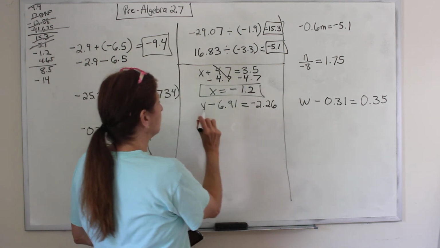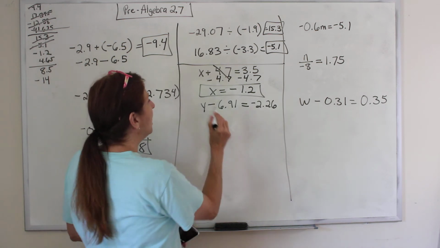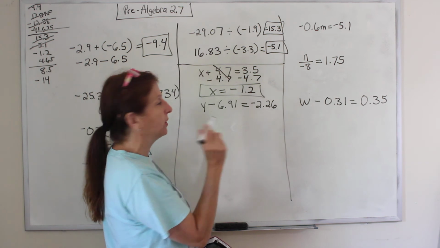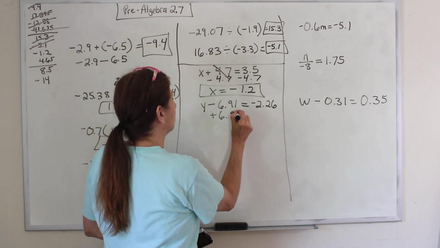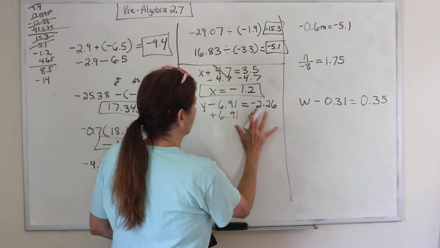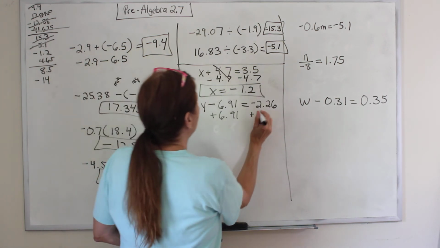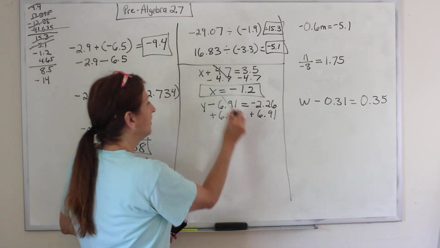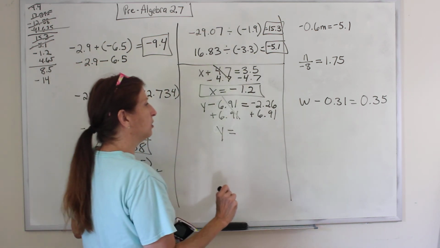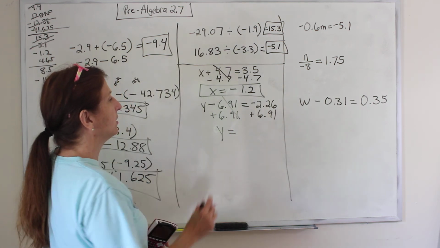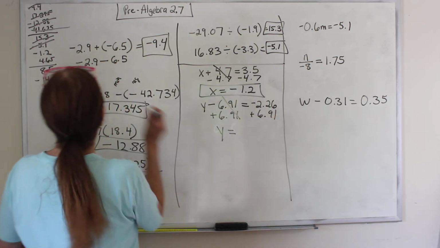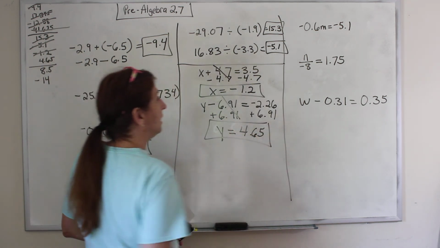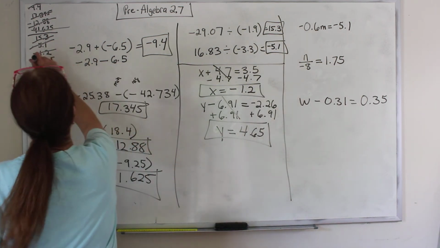Okay? Let's try this one. Why is y not alone? Always fun to say. Because it has a negative 6.91. What's the opposite of negative 6.91? Plus 6.91. What I do to one side, I do to the other side, these cancel out. Bring down what you didn't mess with. Negative 2.26 plus 6.91 is 4.65. Ta-da! Okay, let's do another one.